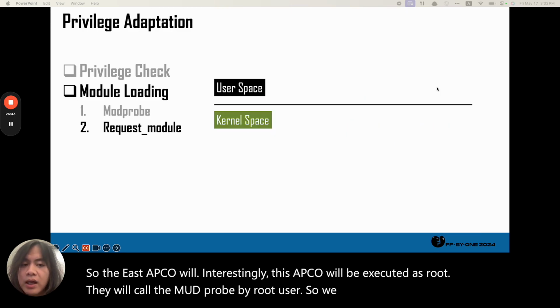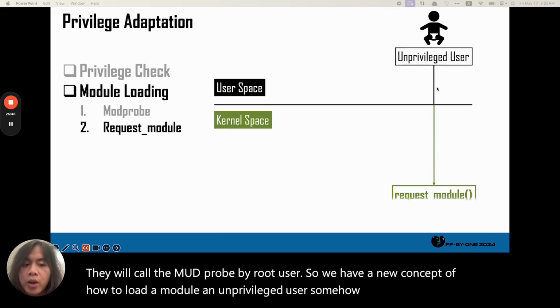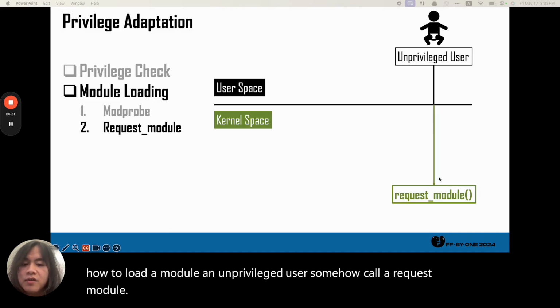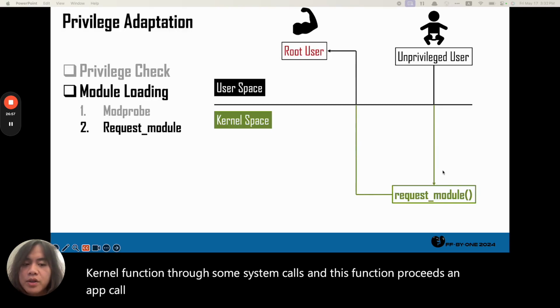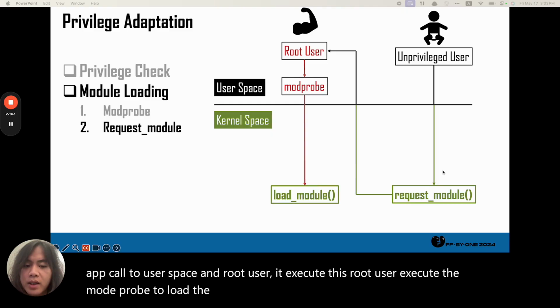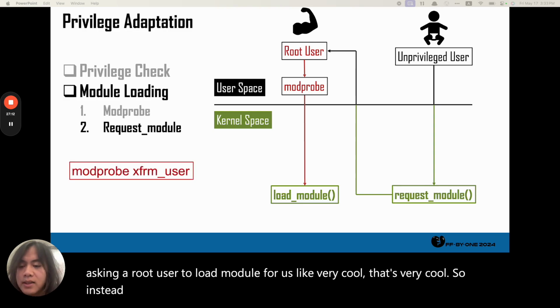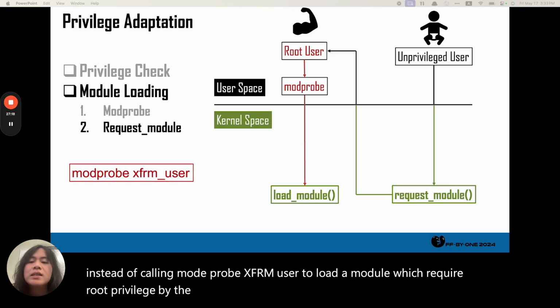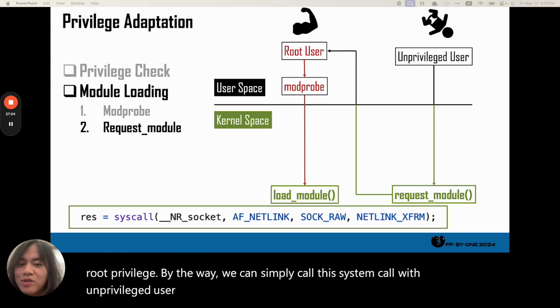So we have a new concept of how to load a module. An unprivileged user somehow calls the request_module kernel function through some system calls, and this function proceeds with an upcall to user space as the root user. This root user executes modprobe to load the dedicated kernel module for us. So we are actually asking a root user to load the module for us. Very cool. So instead of calling modprobe xfrm_user to load a module, which requires root privilege, we can simply call this system call as an unprivileged user. That makes our unprivileged user very happy, as you can see.